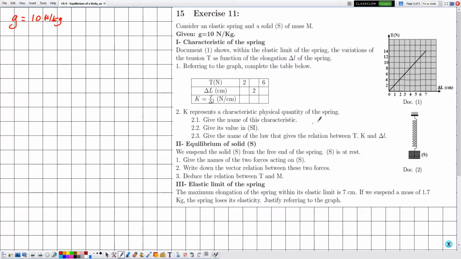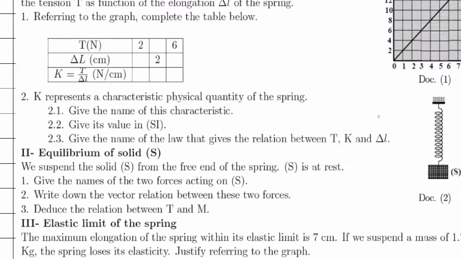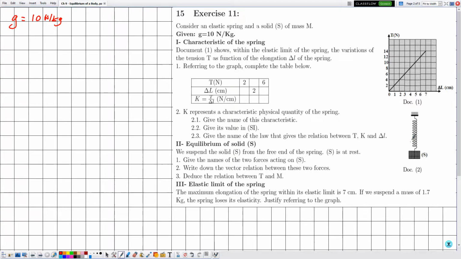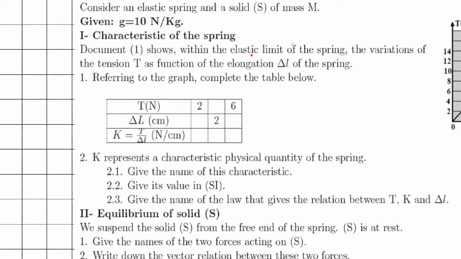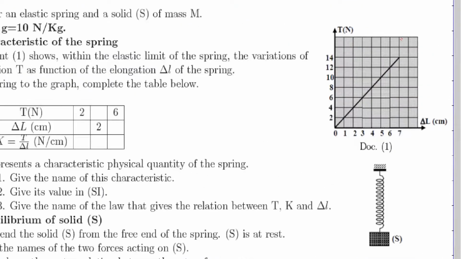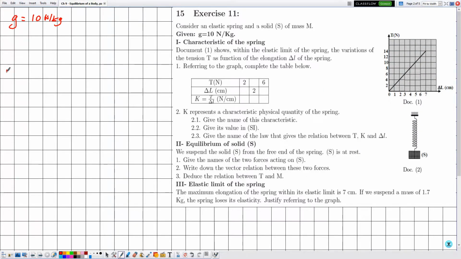They didn't mention anything about document 2. We are not allowed to use it, but I think that in the rest of the exercise also they will not mention document 2, but I think we can use them simultaneously. Document 1 shows, within the elastic limit of the spring, the variation of the tension T as function of the elongation delta L of the spring. So what is meant by the elastic limit? We have discussed previously that the tension elongation curve stops at some point. This point is the elastic limit, in which it has a tension of 14 newtons and an elongation of 7 centimeters.